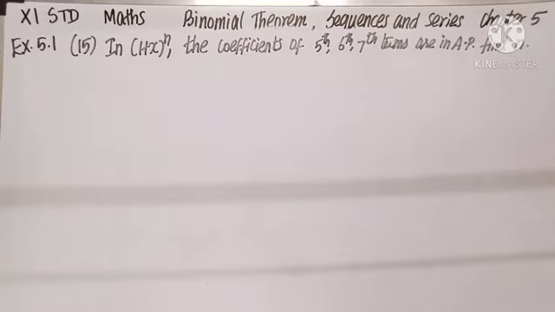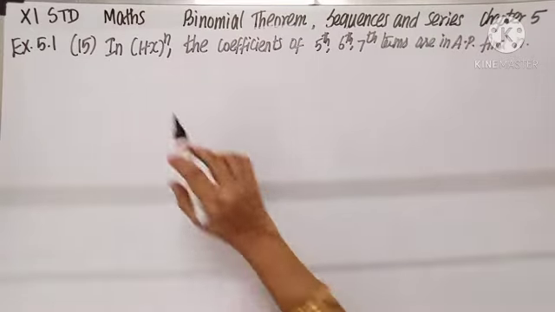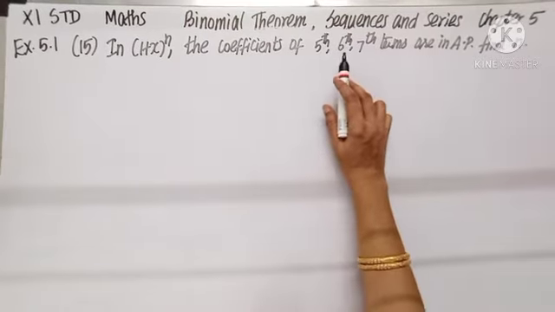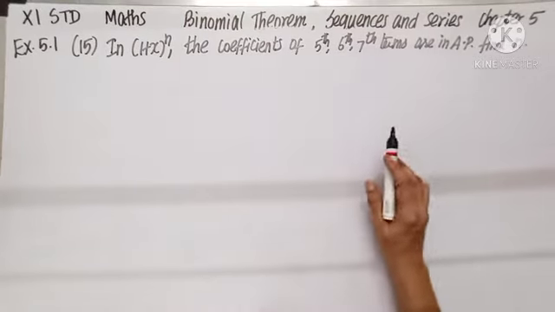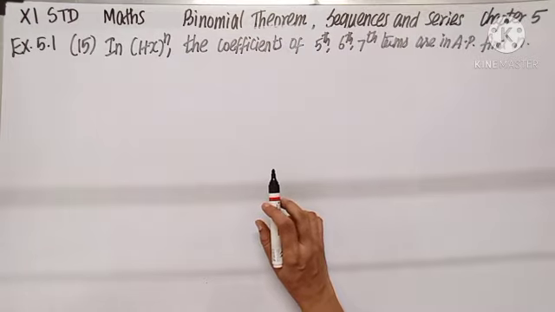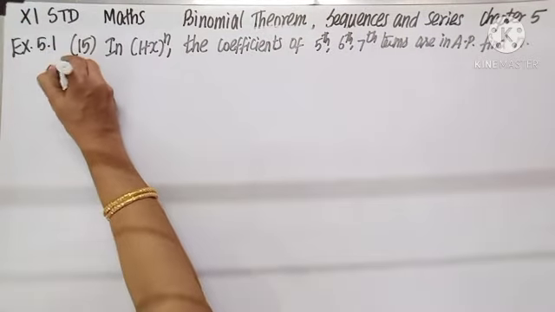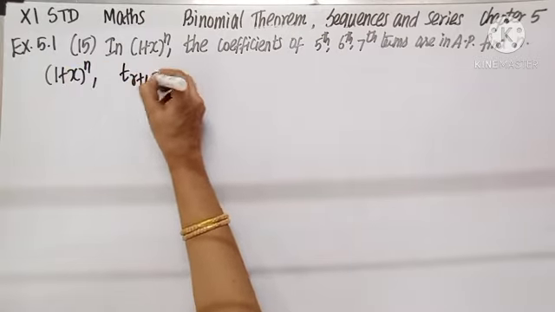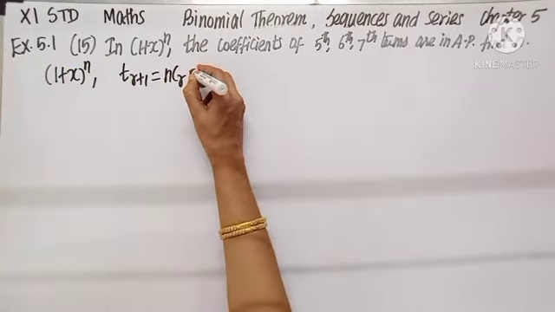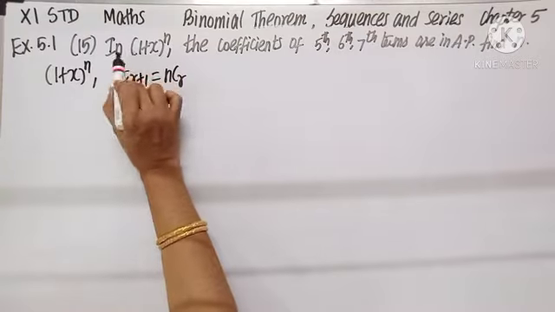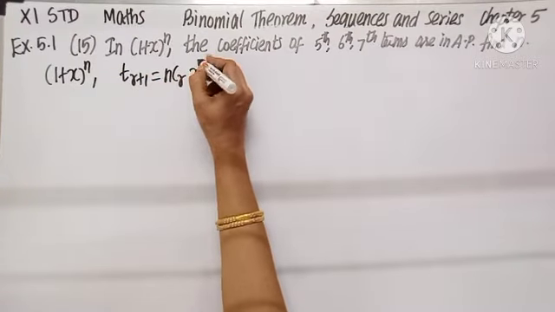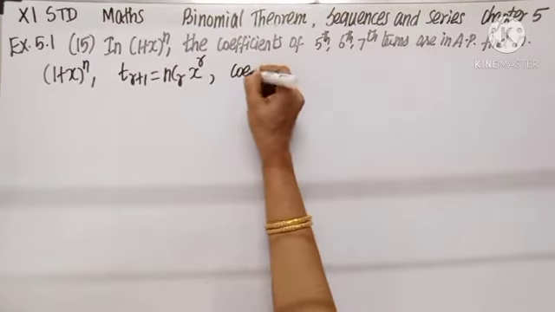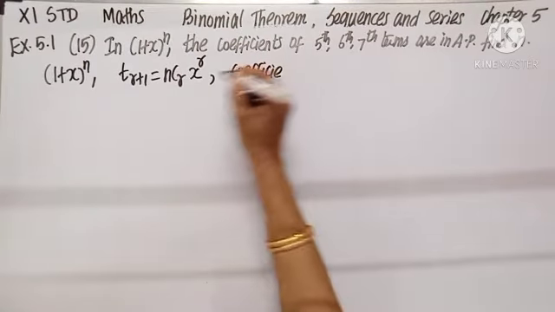Question number 15. In the binomial expansion of (1 plus x) the whole power n, the coefficients of 5th, 6th, 7th terms are in AP. Find all values of n. Given the expansion (1 plus x) to the power n, what is the general term? nCr x power r. Here the first term is 1, ignore. The second term power r will come. Coefficients will be only nCr.